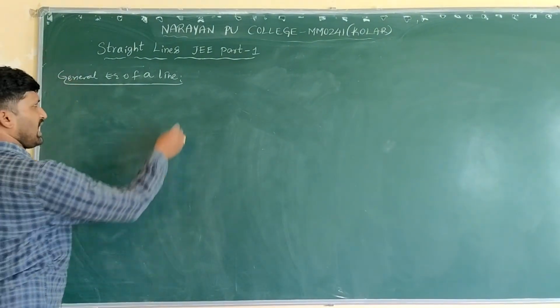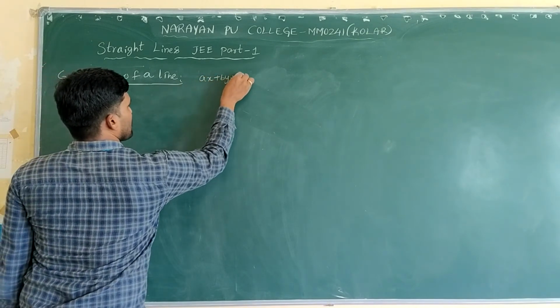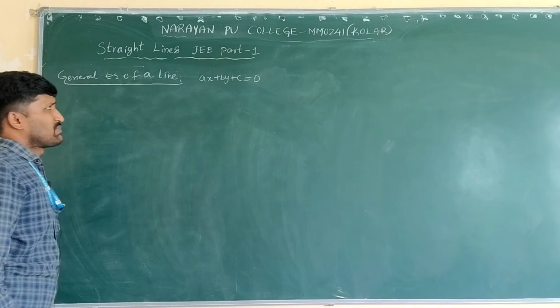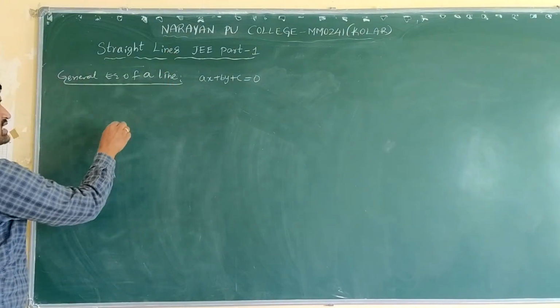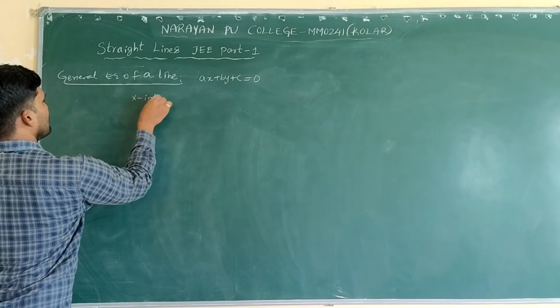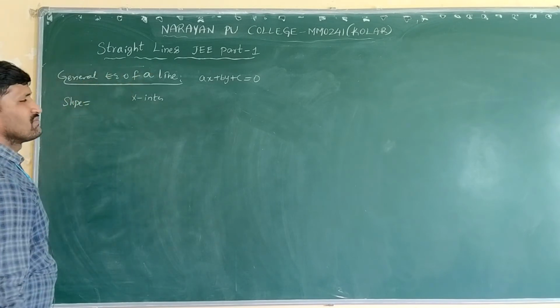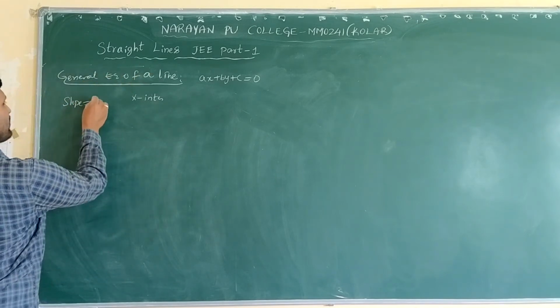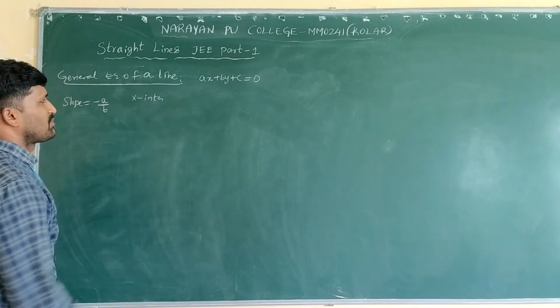Of a straight line: any straight line is in the form of ax plus by plus c equal to 0. Sometimes they write capital A, B, C also. Here this is the general equation of a straight line. In this we can find out the main terms, that is, how to find the slope. If the equation of a line is given, how to find the slope of the line? Slope of the line is minus a by b, minus x coefficient by y coefficient.